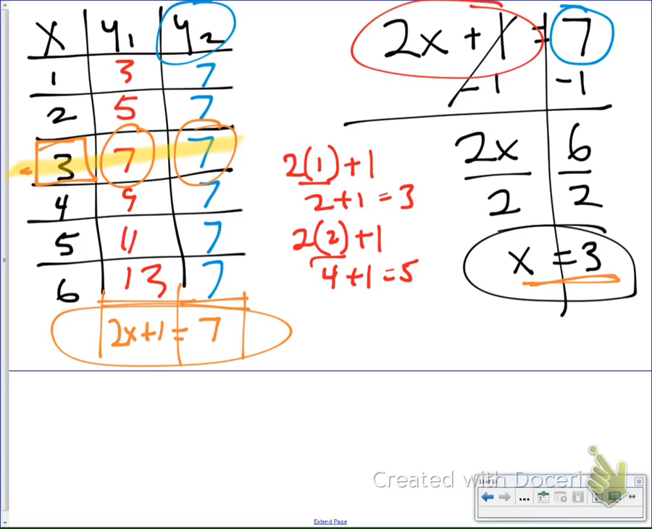So that's how I know it's correct. So if you find yourself looking at a table, your solution is always going to be identified when y1 and y2 are matching. So that's how we set it up and verify our equations with a table.